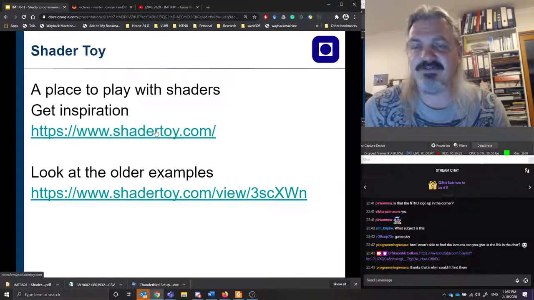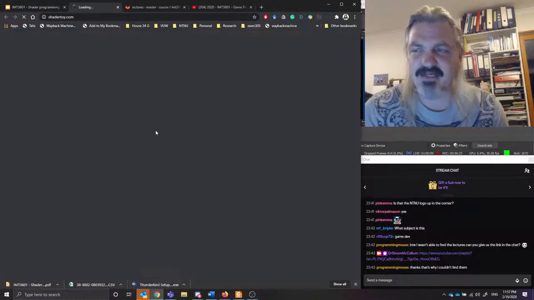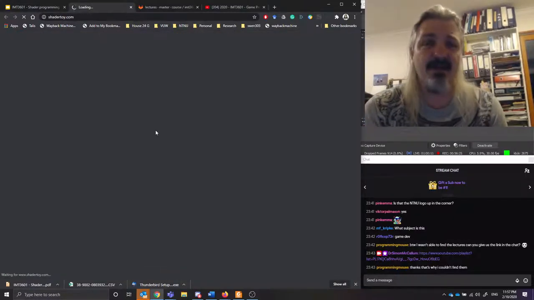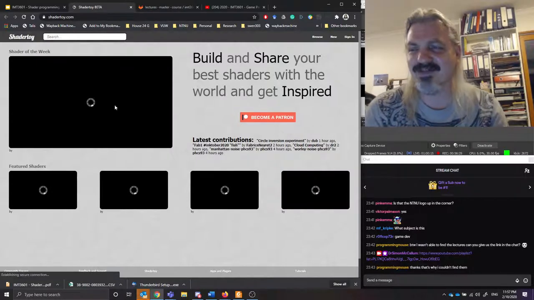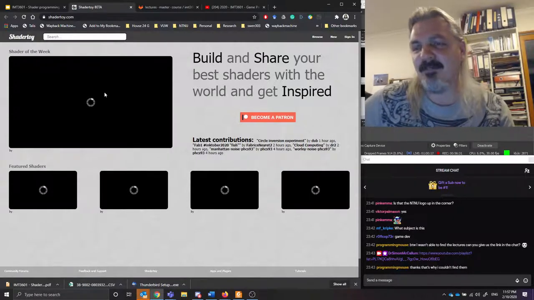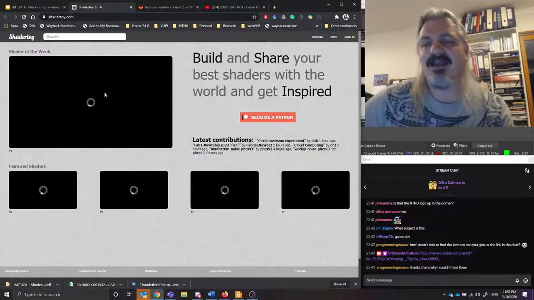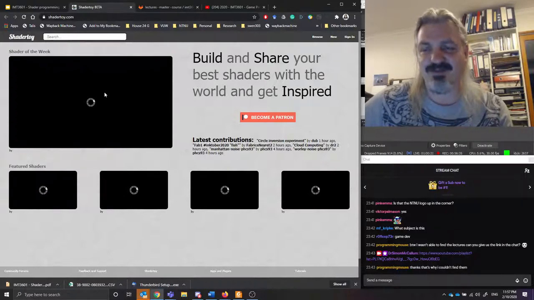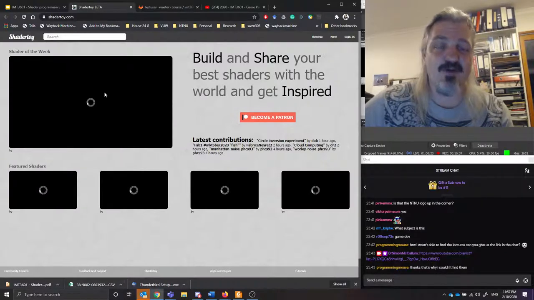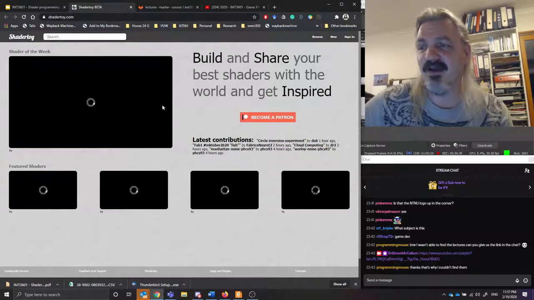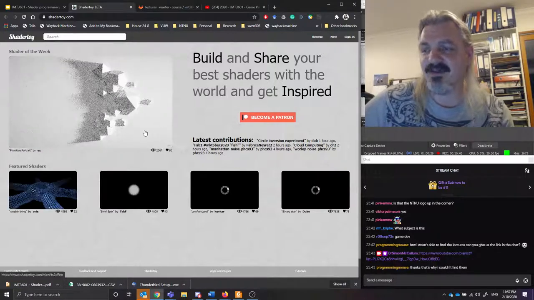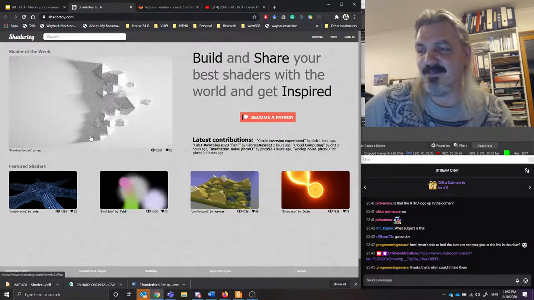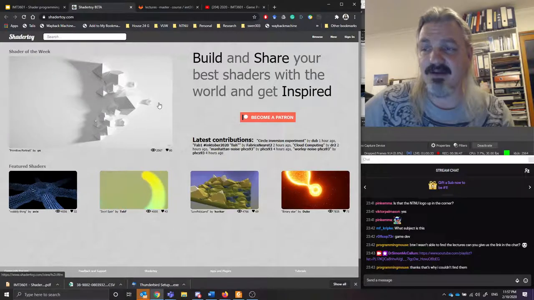A great site for learning or for playing with shaders programming is Shader Toy. And you can see my face went blank because I lost the white of the screen. So Shader Toy has people developing shaders and showing off cool shaders, right? So there are lots of interesting shaders. They have Shader of the Week. And so you can see, and you can go in and have a look.